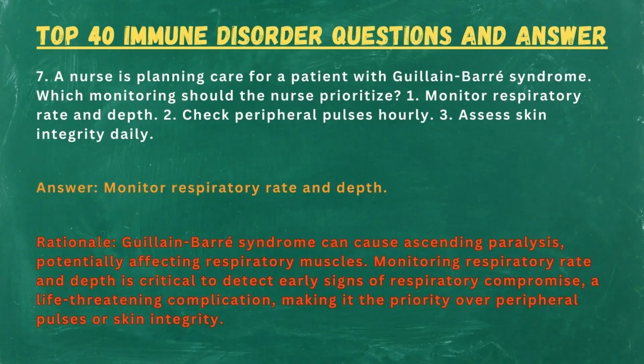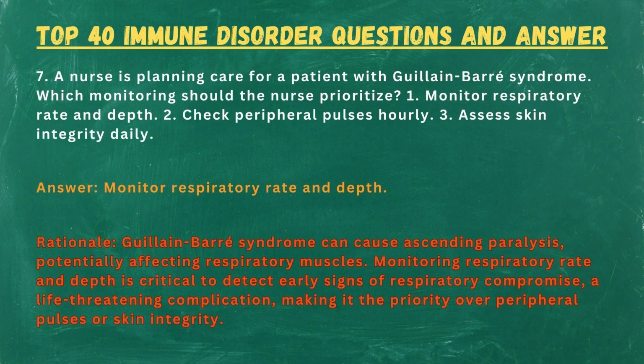7. A nurse is planning care for a patient with Guillain-Barré syndrome. Which monitoring should the nurse prioritize? 1. Monitor respiratory rate and depth. 2. Check peripheral pulses hourly. 3. Assess skin integrity daily. Answer. Monitor respiratory rate and depth.